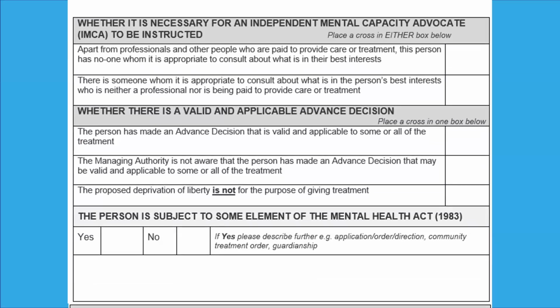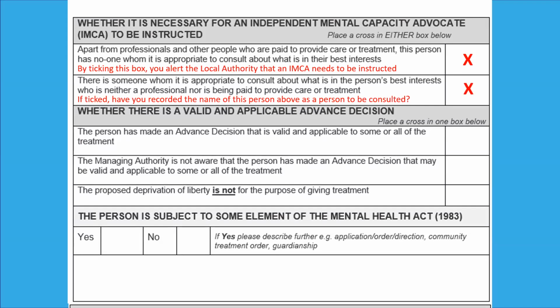Following on from the last bit of information regarding an IMCA, you can now identify if there isn't one, but you feel that one needs to be instructed. Or, is there someone who is appropriate to consult about what is in the person's best interest, who is neither a professional nor is being paid to provide care and treatment? If so, please make sure you have recorded them above. Now we will identify if there is an applicable advance decision. Please ensure you only tick one of these options.